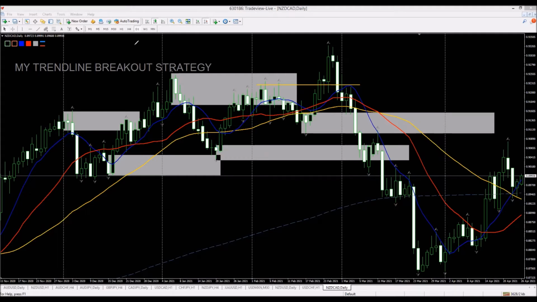I've chosen the pair here, the New Zealand CAD. The reason I chose this pair is because there are a few situations that occur within it which highlight the fact that there is no holy grail in trading. Let me show you exactly what I mean.